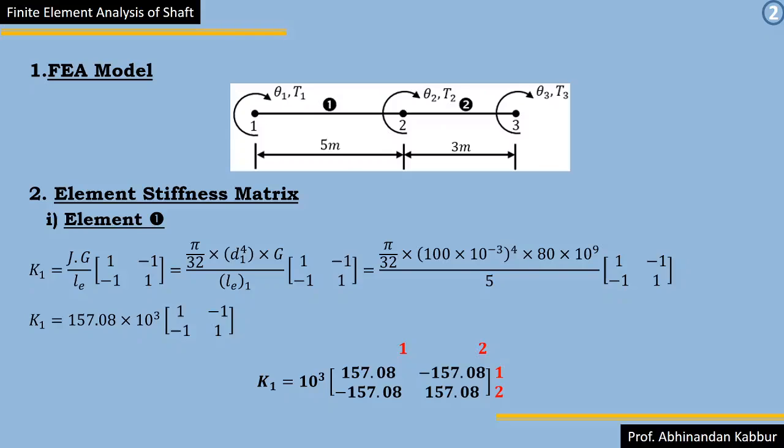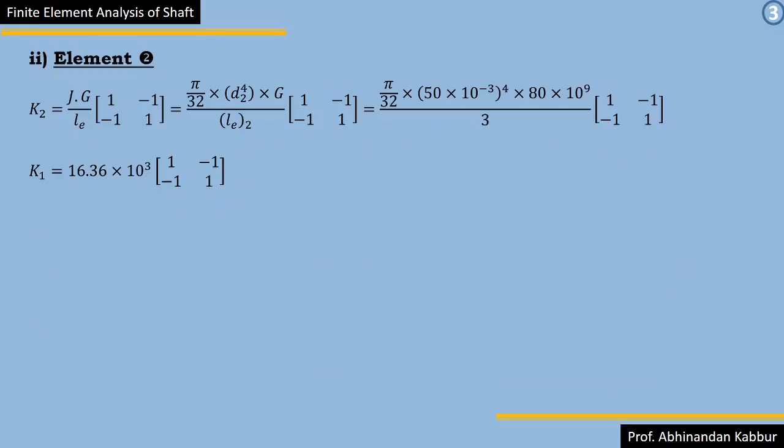Similarly, I need to calculate the stiffness matrix for the second element. For the second element it is the same stiffness matrix, but here I need to substitute all the values related to the second element, where the diameter changes in the second portion to 50 mm, which I have converted into meters. The G value is once again the same, 80 into 10 to the power of 9. The length of the second element is 3 meter, which I have substituted. After simplifying I get 16.36 into 10 to the power of 3, and the 1 minus 1, minus 1 1 matrix as it is.